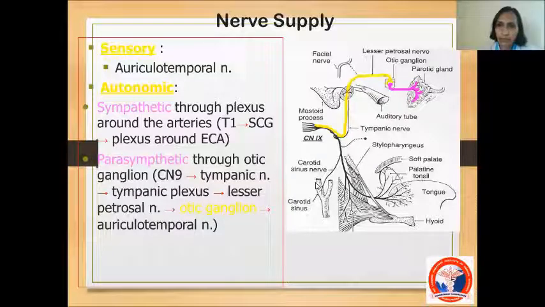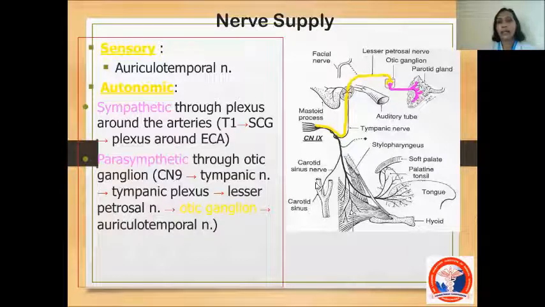The sympathetic innervation of the gland is through the sympathetic nerve plexus, which is around the carotid artery. These sympathetic nerve fibers originate from the ganglion at the level of the first thoracic vertebra, that is T1. The fibers are then carried to the superior cervical ganglion. From here, they form a plexus of sympathetic nerves around the external carotid artery. This plexus supplies the autonomic nerve supply to the gland.